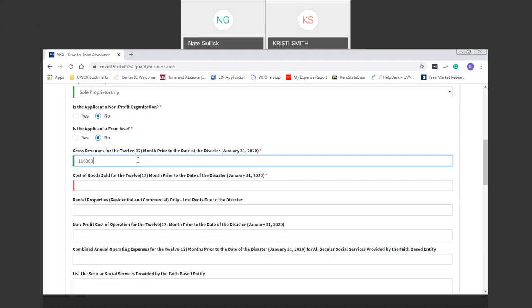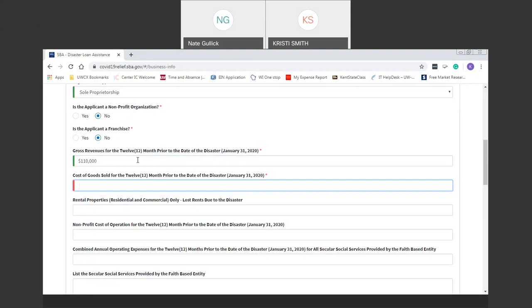Again, you're typing only the numbers. It automatically puts the dollar sign and the comma in it. You do not need to put the cents, just the whole dollar amount. Please note that if you do try to type punctuation, you can get errors. So please only type the numbers into that field.